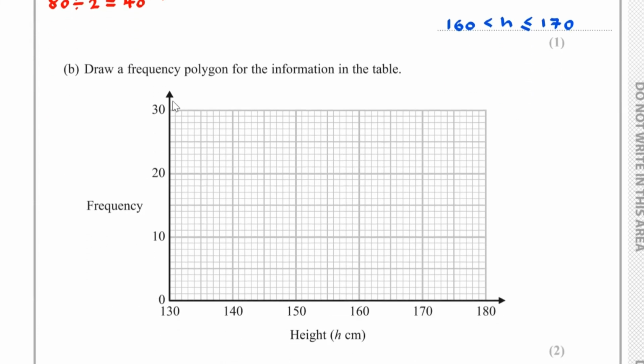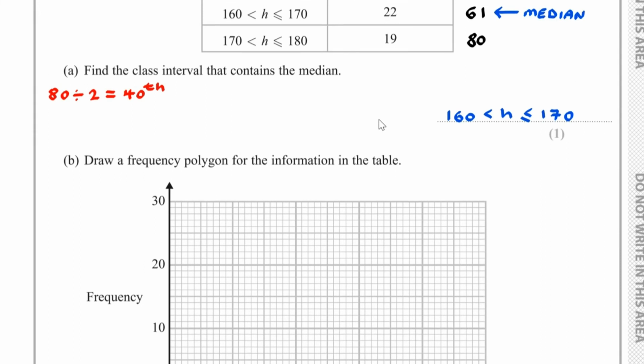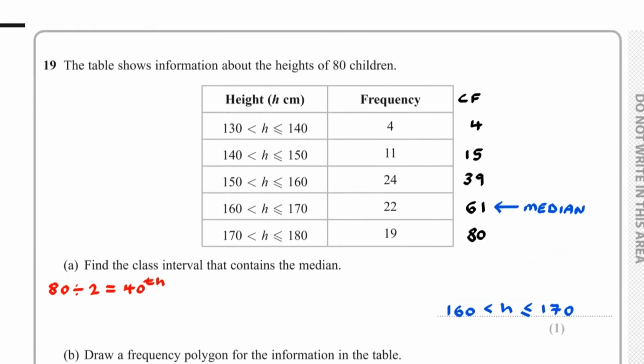Then for part B, we have to draw a frequency polygon for the information in the table. Well, what we need to do is first of all plot the midpoints. I've got 135 here, I've got 145 here, 155 here, 165 here, 170 over here.